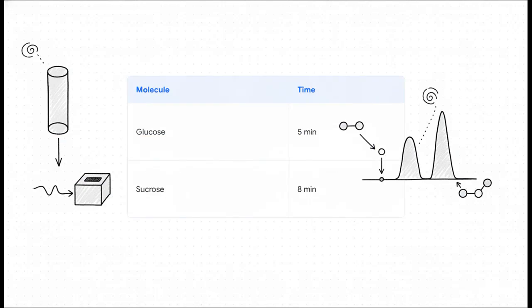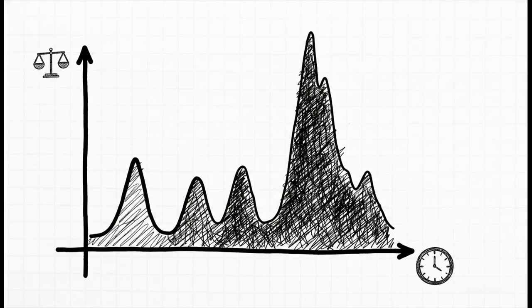To ground this concept with a concrete example, we use known standards. If we run pure glucose through our system and it takes exactly 5 minutes to elute, 5 minutes becomes its known retention time. If pure sucrose takes 8 minutes, well, that's its retention time. Later on, when we're testing an unknown mixture, if the detector spikes at exactly 5 minutes, we can confidently say, yep, that's glucose. So when you're reading the final chromatogram, the x-axis is showing you that retention time.